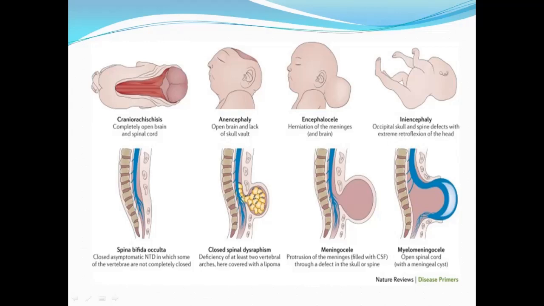Okay, what is a lipoma? It is a collection of fat cells. And in meningocele, there will be protrusion of the meninges filled with cerebrospinal fluid through a defect in the skull or spine. And in myelomeningocele, there will be the open spinal cord with a meningeal cyst.